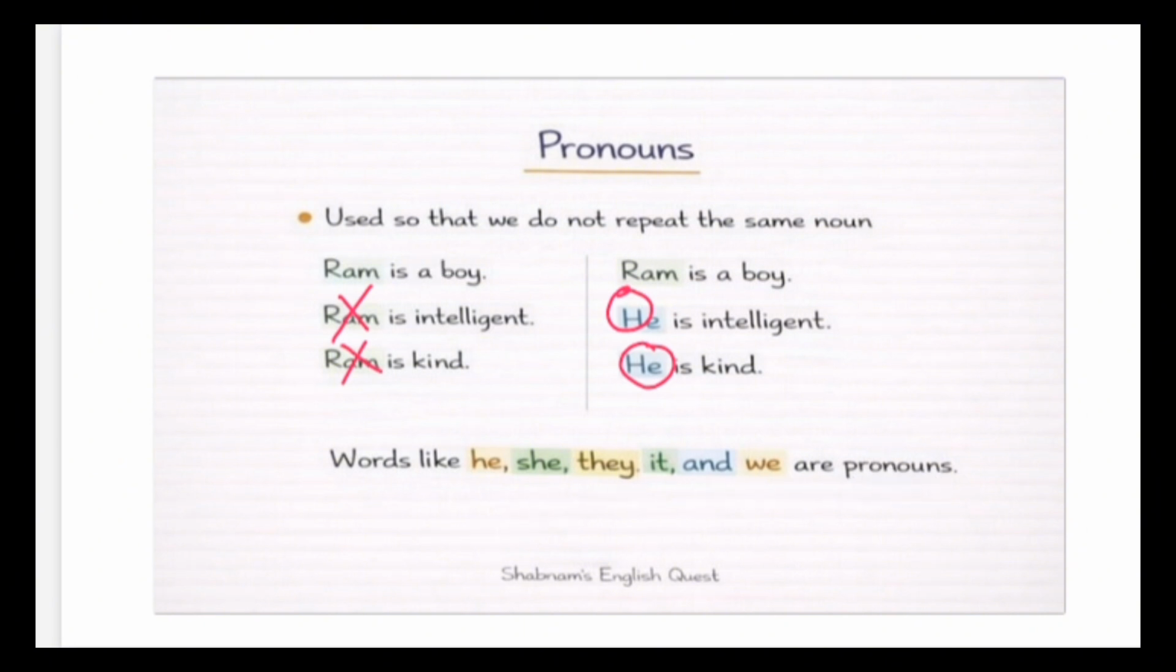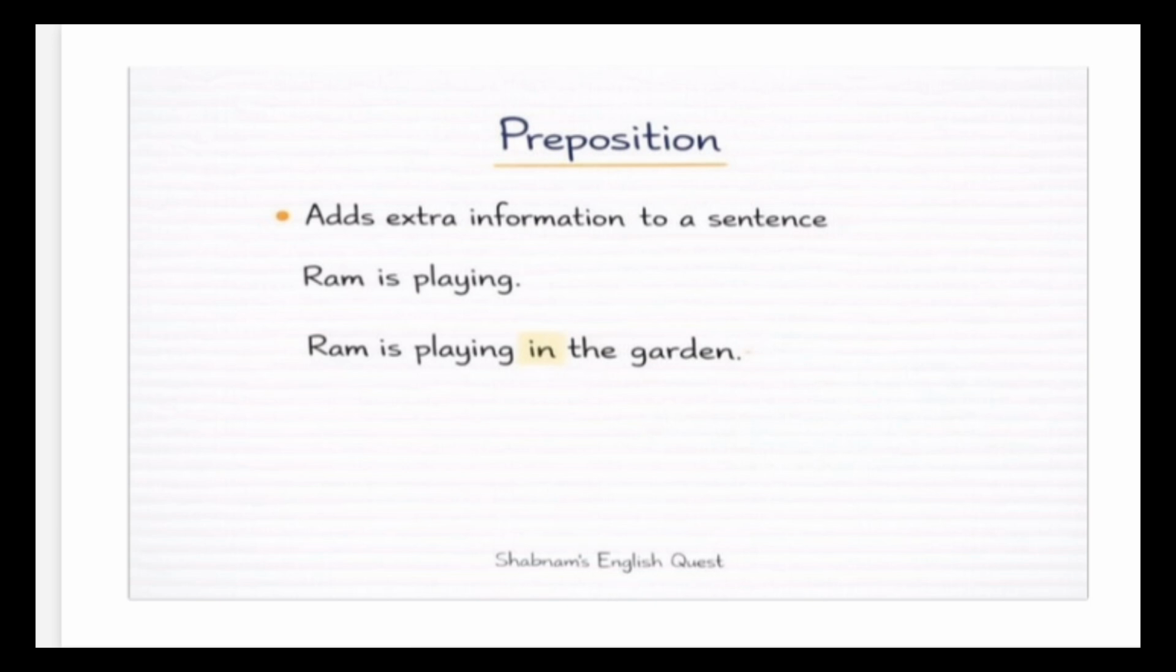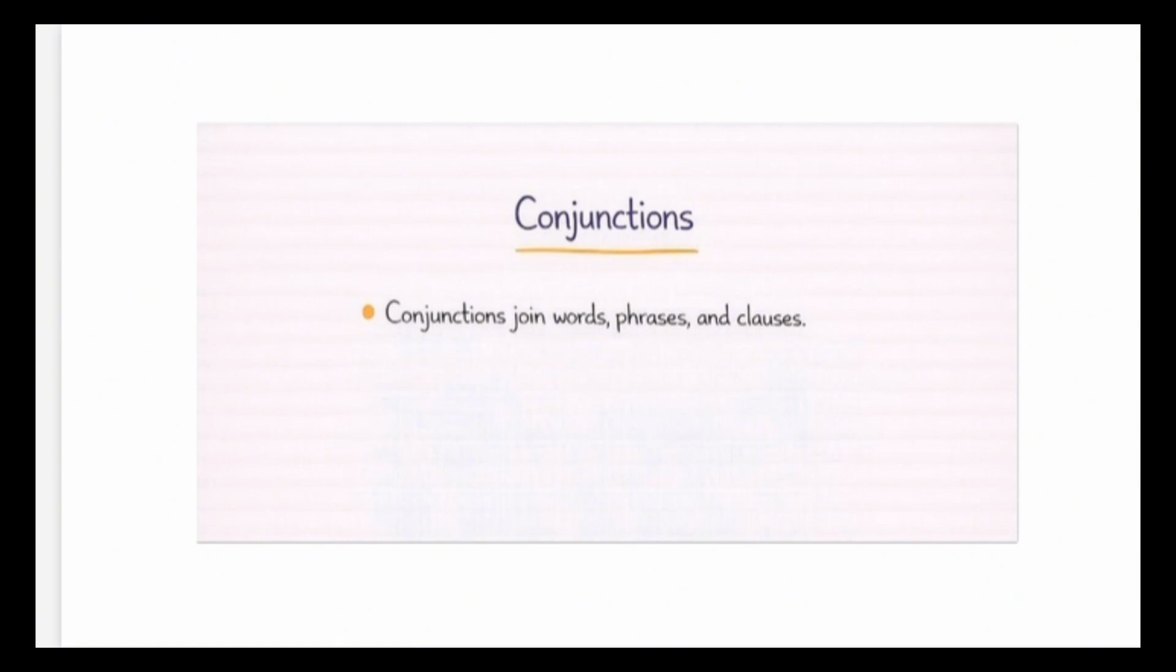Next, we have prepositions. Prepositions, in very easy words, give extra information about a sentence. For example, Ram is playing. This sentence is complete by itself, but if I say Ram is playing in the garden, the word in shows where he is playing. So in is a preposition because with the help of in, I'm adding extra information to the sentence. Then we have conjunctions.